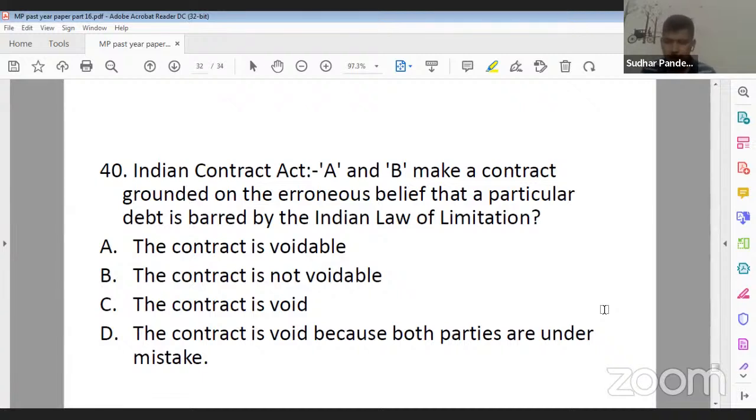Question number 40. The contract is voidable, the contract is not voidable, the contract is void, or the contract is void because both of the parties were under a mistake. What should be the correct answer? Its correct answer will be option B, that the contract is not voidable. If you read the language of sections 20, 21, 22, you will easily find that when the mistake is of law as to a law not enforceable in India, then the contract is not voidable. So 40, B is the correct answer.